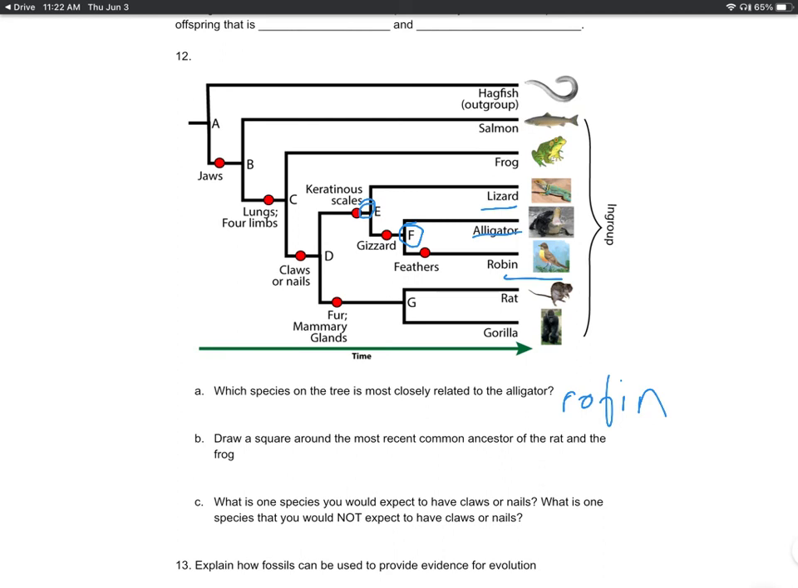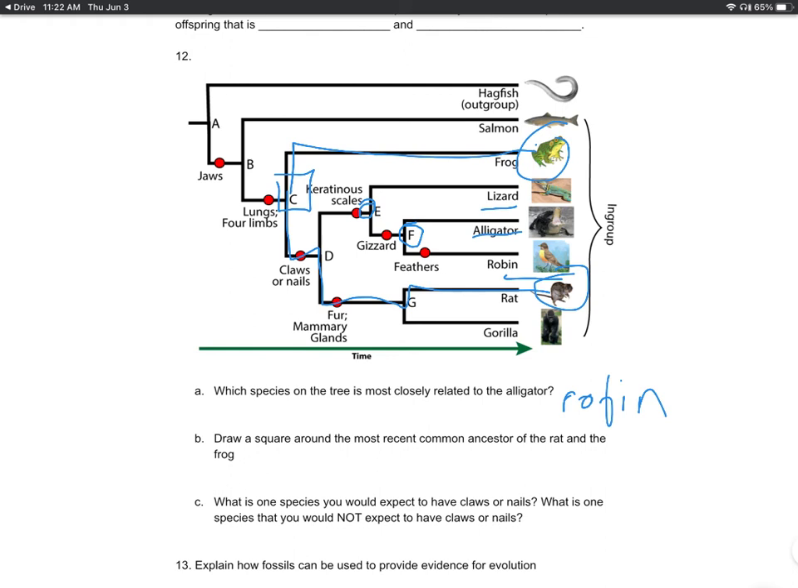Draw a square around the most recent common ancestor of the rat and the frog. Okay, here's the rat, here's the frog. So if we trace their lines back, we find the most recent common ancestor that they both share is right there at C.